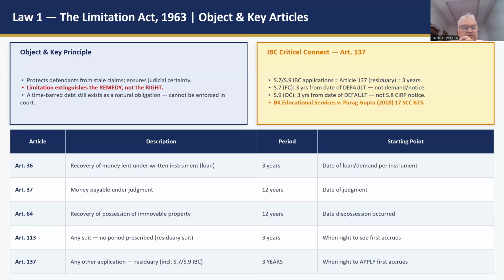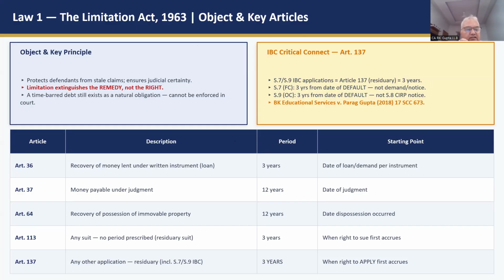Article 37 talks of money payable under a judgment or a decree or order of the court, and the period for enforcement is 12 years, starting from the date of judgment. Article 64 talks of recovery of possession of immovable property, and the limitation period is 12 years, with the starting point being the date of dispossession.